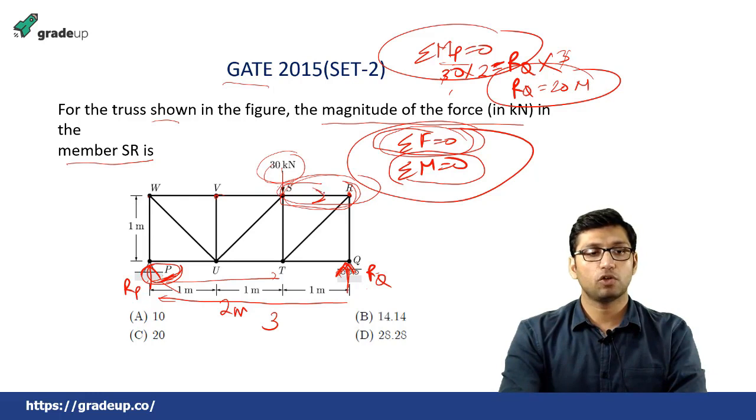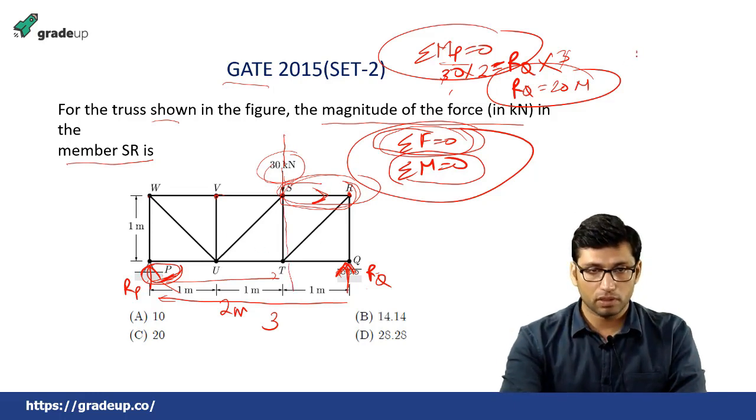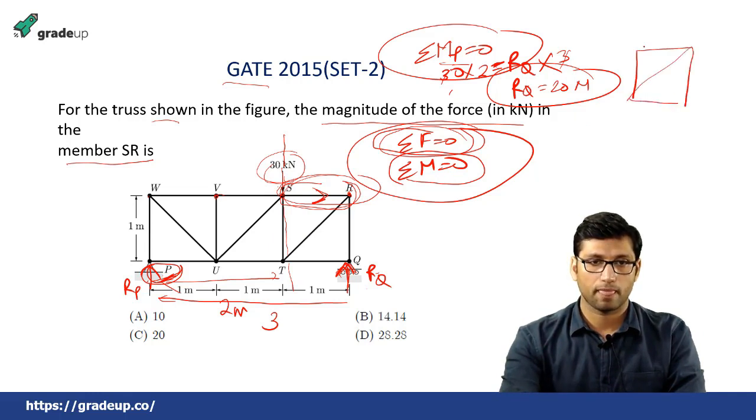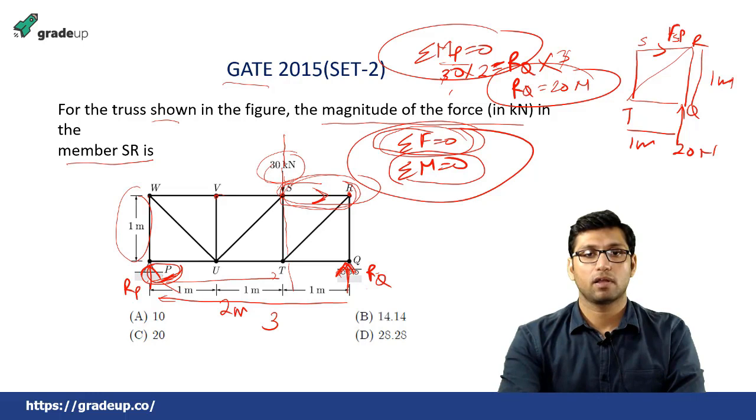So you got the value of RQ. Now you have to find the unknown force in this member SR. By the method of section, you have to remove this complete section from this truss. If you remove this section, it will consist of S, R, T, Q, and here there will be a force of 20 Newton. This is 1 meter and this is also 1 meter, as we see from this geometry.